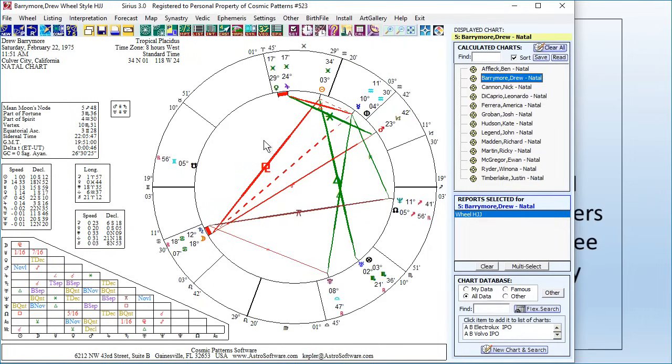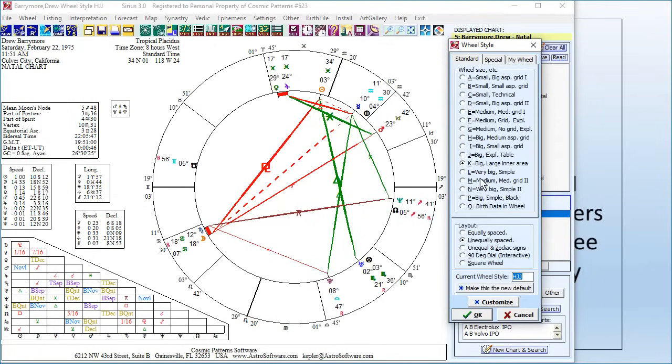She has a very strong Sun-Moon. She also has a Sun-Uranus trine, slightly over 1 degree. Uranus is 2 degrees, 21 minutes. Sun is 3 degrees, 34 minutes. A little bit over 1 degree orb. You know what I could have done is use a wheel style with bigger glyphs. Let me do that now.